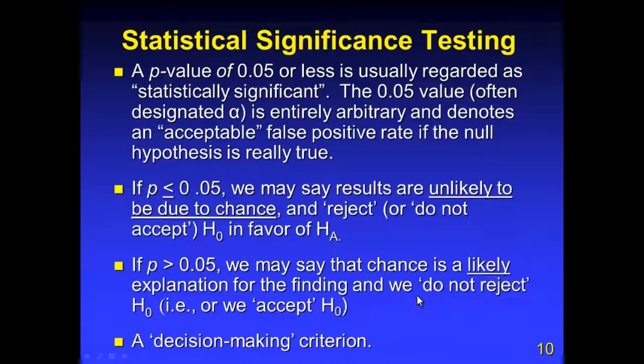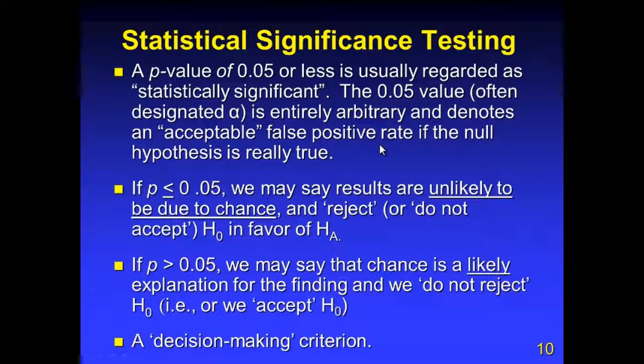Back in the early part of the 20th century, a number of statisticians decided, quite arbitrarily, that a p-value of 0.05, in other words 1 in 20 or less, would be designated as statistically significant. What that means is that a false positive rate of 1 in 20 would be regarded as statistically significant, because they considered that that was unlikely to occur by chance. But of course it can occur by chance.